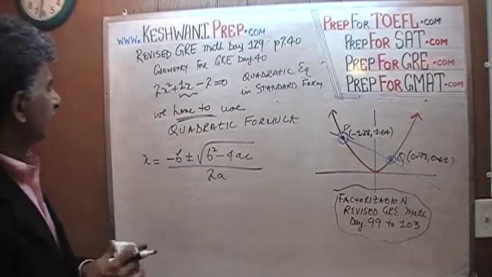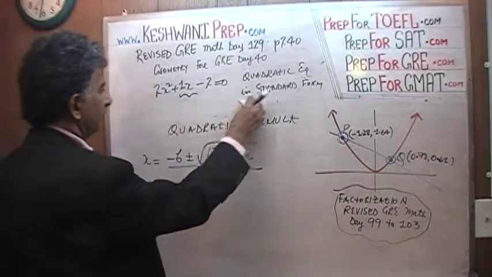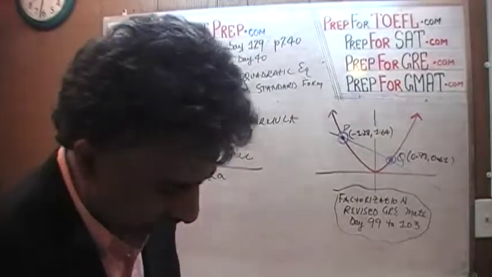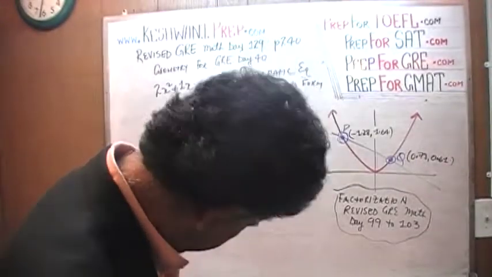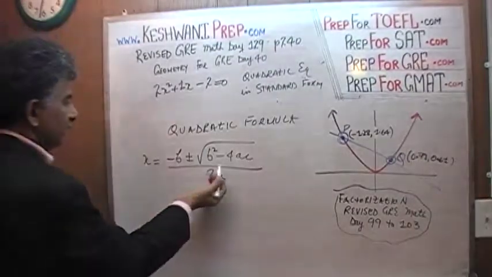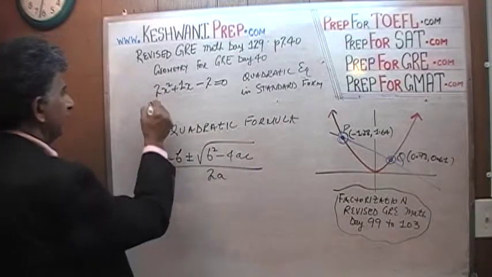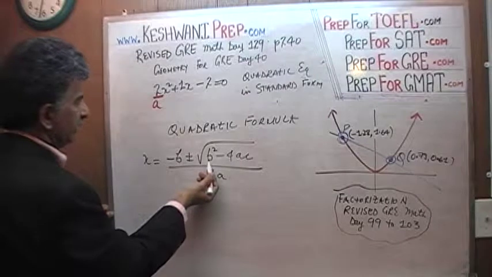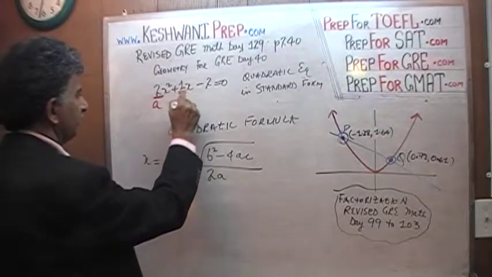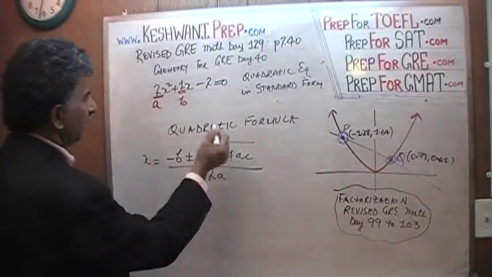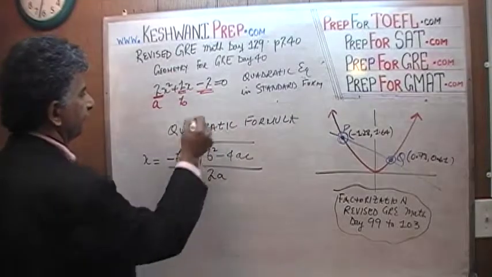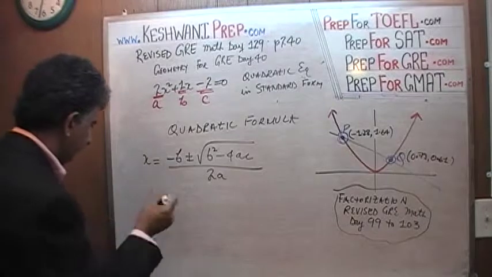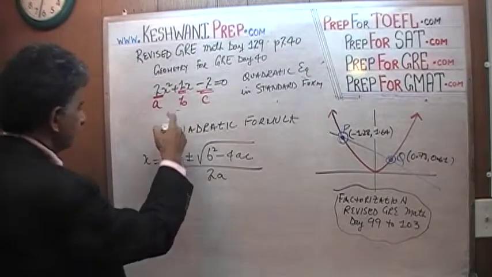Now what are these a, b and c? I left no room, did I? So I have to erase this part here. Here are your a's and b's and c's. This a that we're talking about is the coefficient of the x squared. The b is the coefficient of the x. And your c is this guy right here. In our case, b equals positive 1.